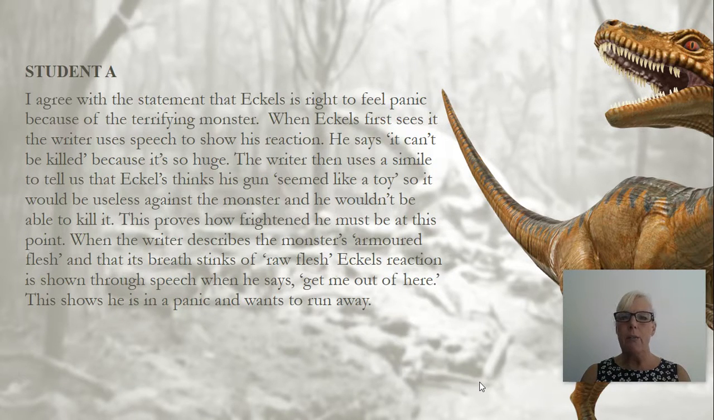When the writer describes the monster's armoured flesh and that its breath stinks of raw flesh, Eccles' reaction is shown through speech when he says, "Get me out of here." This shows he's in a panic and wants to run away. Okay, so really have a look. Can you identify the different parts of the answer? And when you have done that, you can have a look at one on the next slide, which I've done for you.